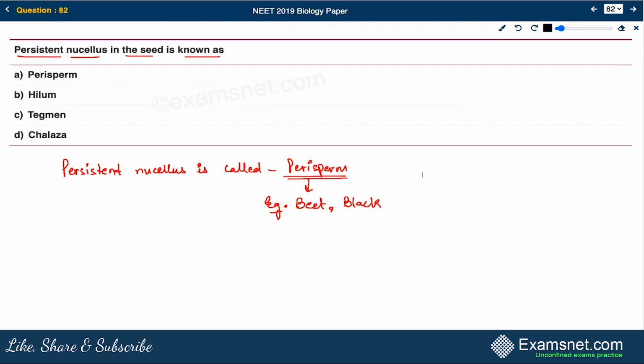has taken place. Nucleus, that means the part of your ovule. So black pepper. All right. So that's why the correct answer is perisperm over here.